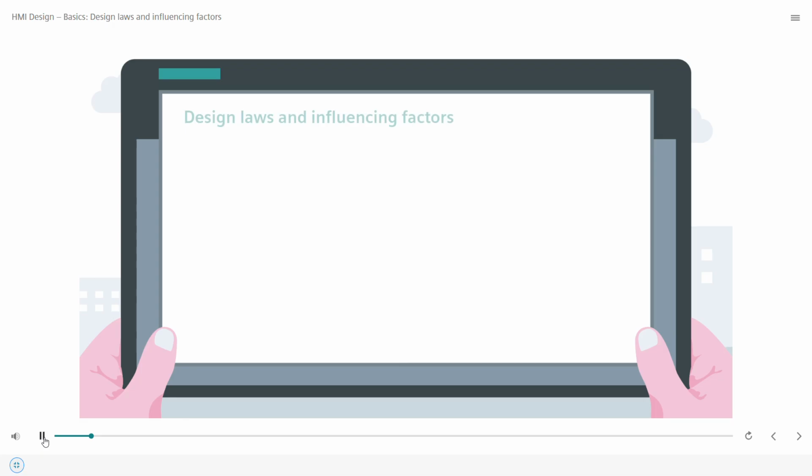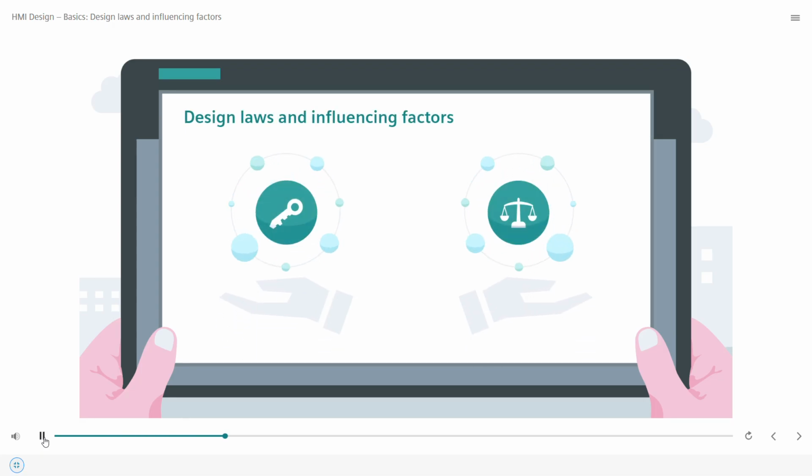This chapter focuses on design laws and influencing factors that originated in Gestalt psychology. These principles and factors provide us with important clues on how to design a user interface that is easy to use and transparent for users. But what exactly is Gestalt psychology?